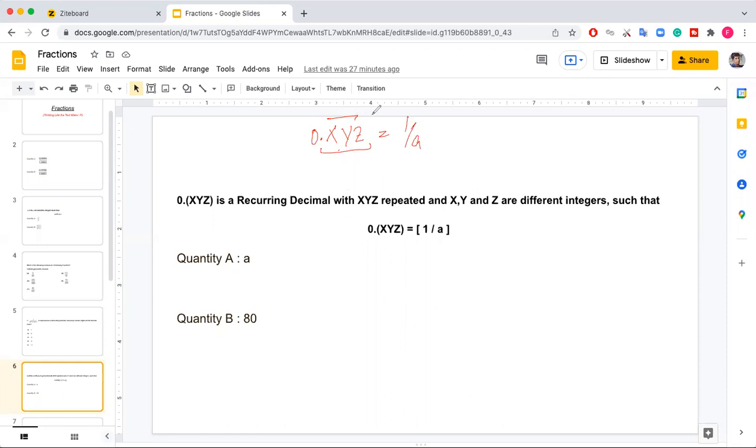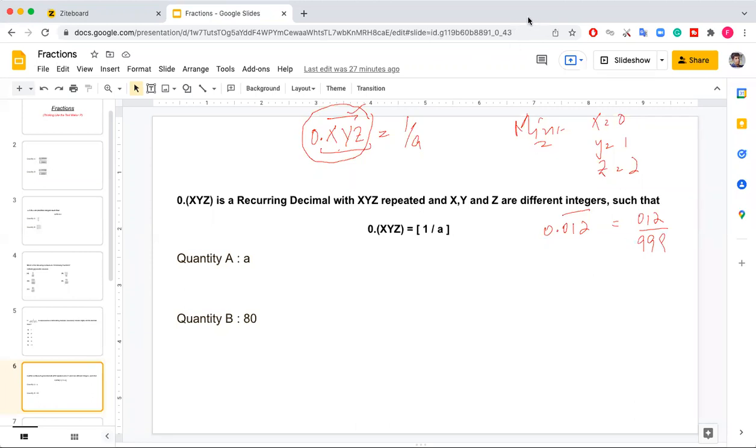So first, invert scenario, we have the minimum value for this. Minimum scenario, first of all: x, y, and z are different integers, right? So x could be 0, y could be 1, and z could be 2. Only in that scenario, the result of this conversion to fraction is minimum. For example, that is 0.012 bar, so in this case it will be 012 divided by 999.